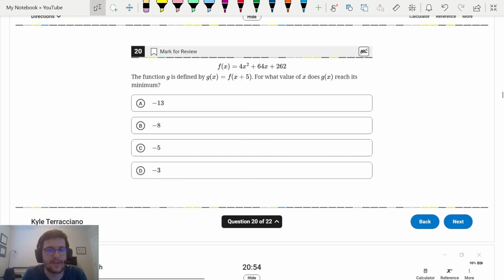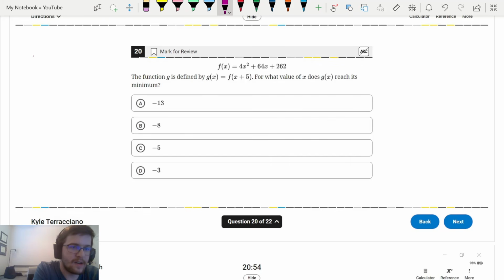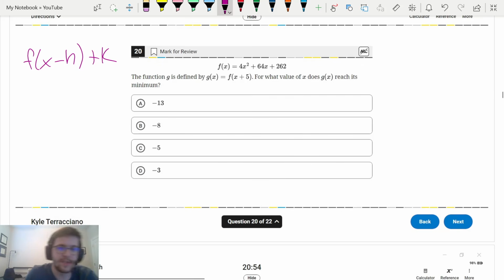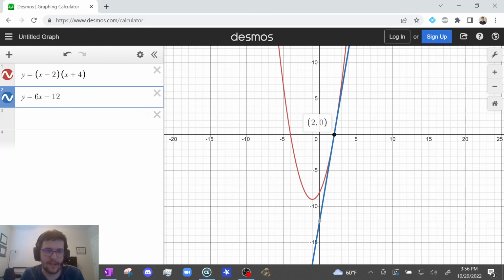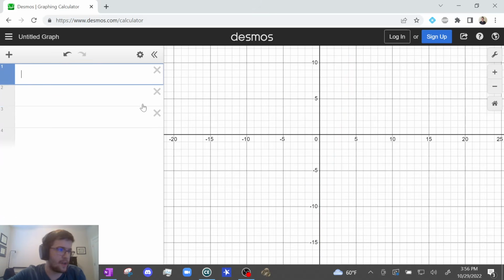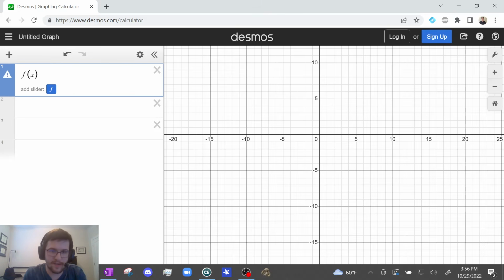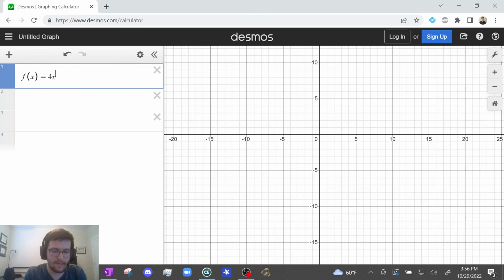All right, so this one. Okay, again, this is a super Desmos question. I'm just going to write this for later. So let's go to Desmos and type in f of x equals 4x squared. Just give me 1 second.